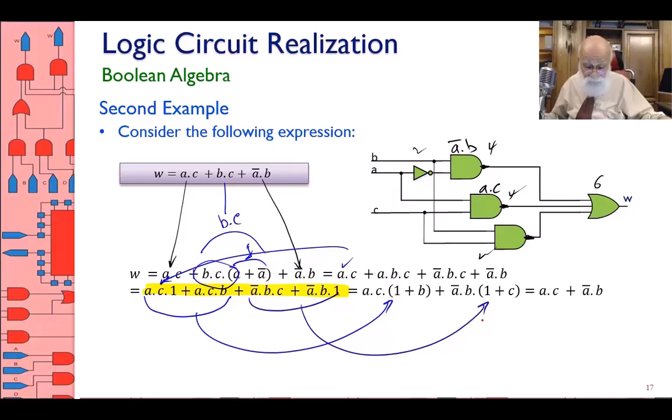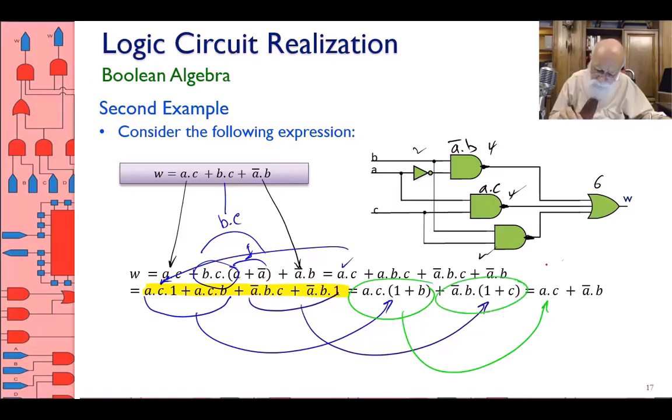One or B is the same as 1. 1 or C is the same as 1. AC ANDed with 1 is AC. A bar B ANDed with 1 is A bar B. Okay? Therefore, this changes to this. This changes to this. What do I have?